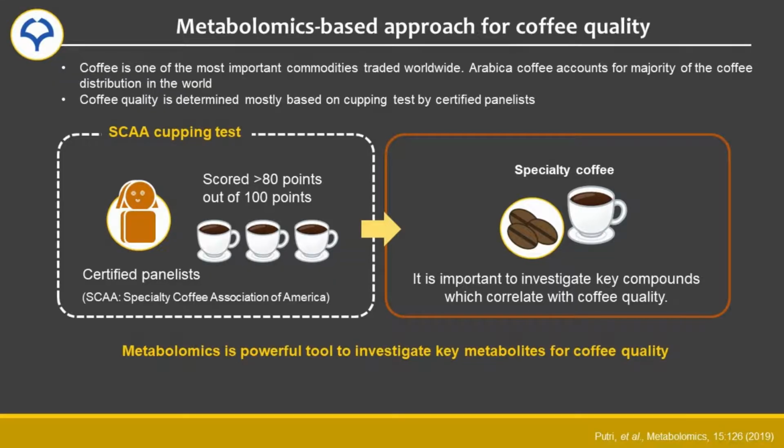One of the most interesting studies is coffee metabolomics. This is because many people love coffee. To determine coffee quality, there is a standard procedure called cupping test that is conducted by trained and certified people. If the coffee scored more than 80 out of 100, these coffee beans will be categorized as specialty coffee. In order to know what the key compounds are that correlate with this specialty coffee, metabolomics is a powerful tool to answer this issue.